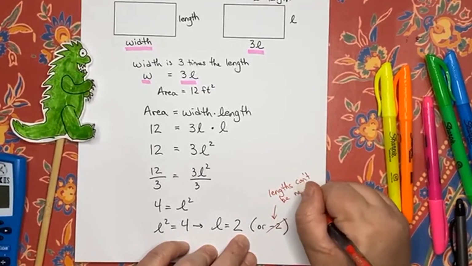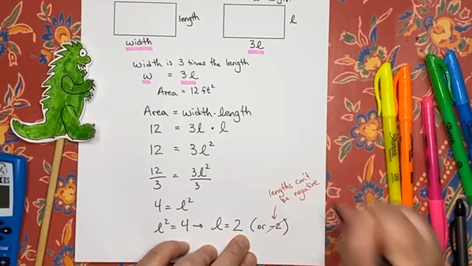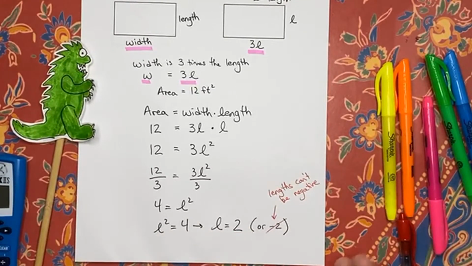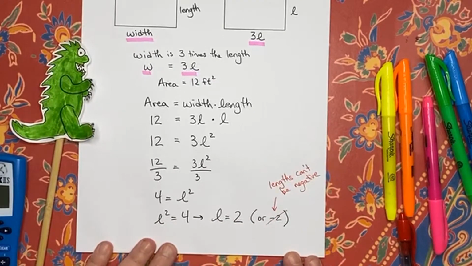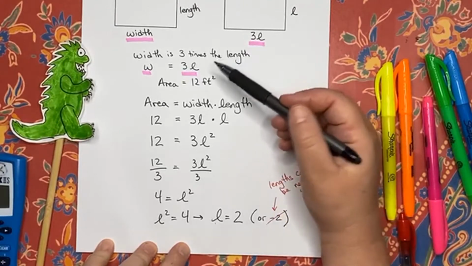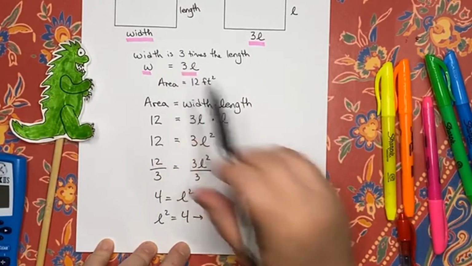Lengths can't be negative. So if this were just a random problem, I'd have to list 2 answers, but it's not. Okay, if the length is 2, then what's the width? Well, if I go up here, I see width is 3 times the length.